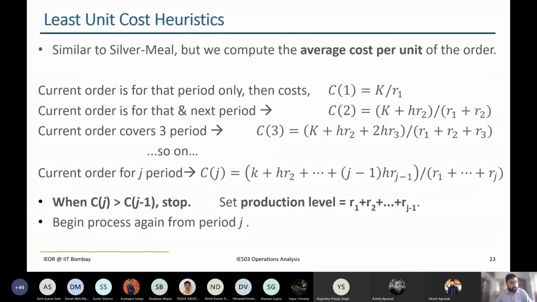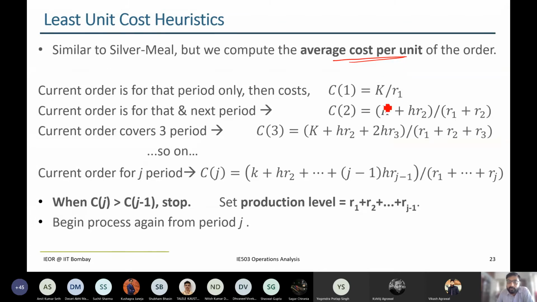Now let's move on to one more heuristic. As you can see, whenever you look at it, you feel that there are some improvements that can be made, right? That's what everybody felt, and then a lot of new heuristics have come up, which work on a variety of problems pretty decently. So the least unit cost heuristic is also very similar to the Silver-Meal heuristic, except that here we compute the average cost per unit of the order. Whatever the order size is, we calculate the average cost per unit. Earlier it was average cost per period, now it is average cost per unit. That's the main difference between the Silver-Meal heuristic and the least unit cost heuristic.